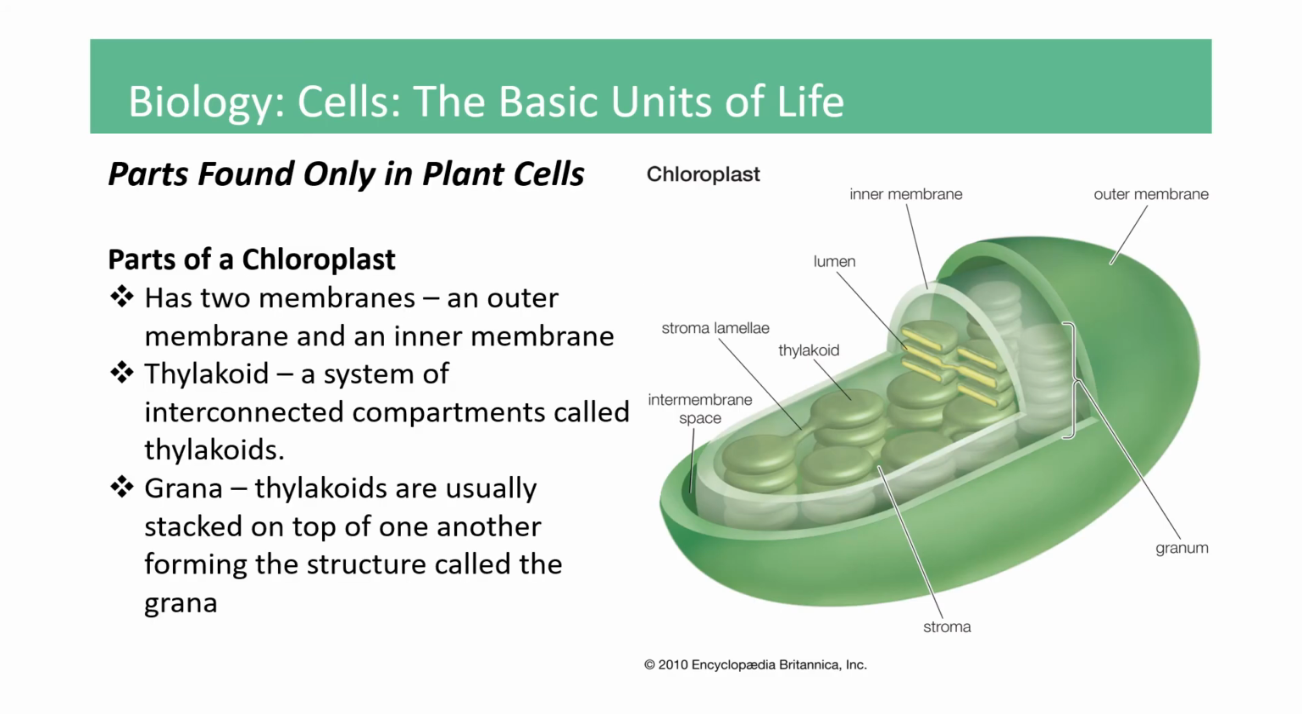Here is a diagram of the chloroplast. It has two membranes, an outer membrane and an inner membrane. The thylakoid is a system of interconnected compartments called thylakoids. The thylakoids are usually stacked on top of one another, forming the structure called grana.